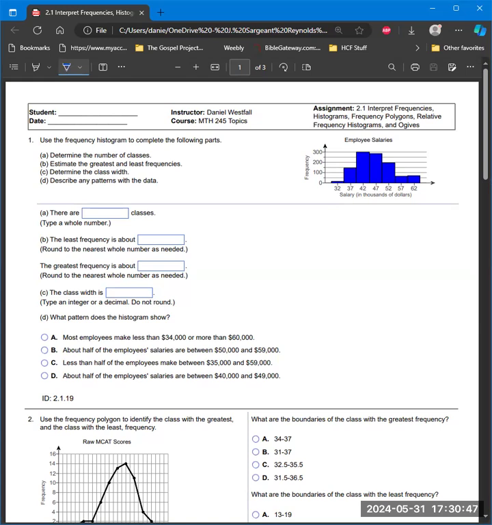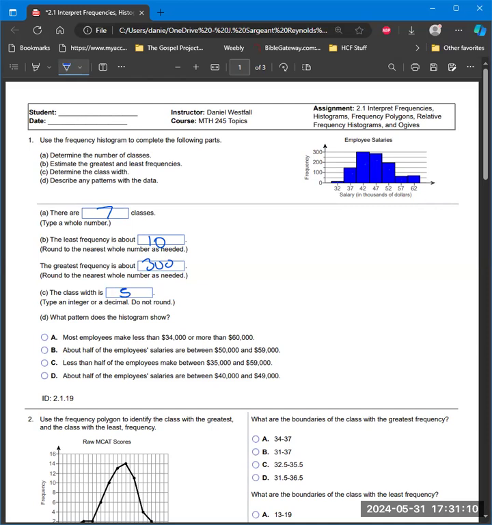Let's determine the number of classes: 1, 2, 3, 4, 5, 6, 7. The least frequency is about 10. The greatest frequency is about 300. And the width of the classes, taking the difference between these midpoints here, is 5.